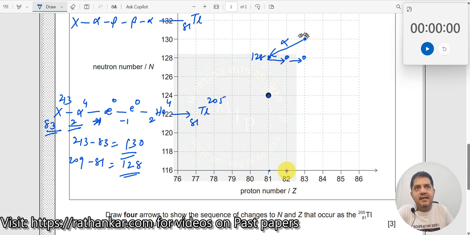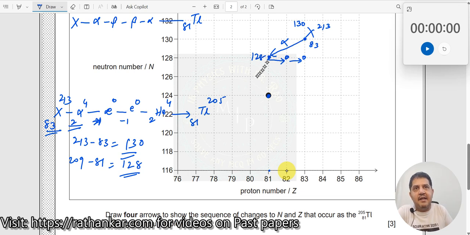So what is this now? This is your 83X. This is your 83, 213. For the time being, I will not write 213, I will write 130 along with it. See, this is your proton number, this is your neutron number, this is your total nucleons. I have written this one here.